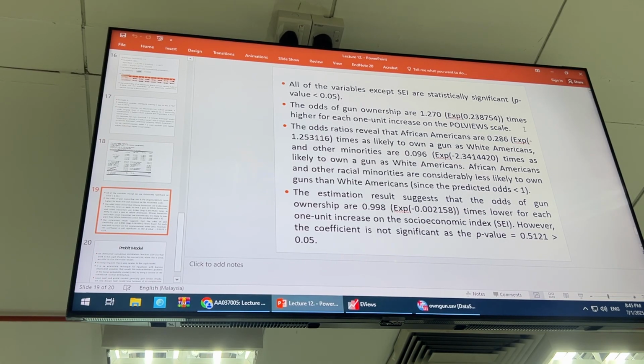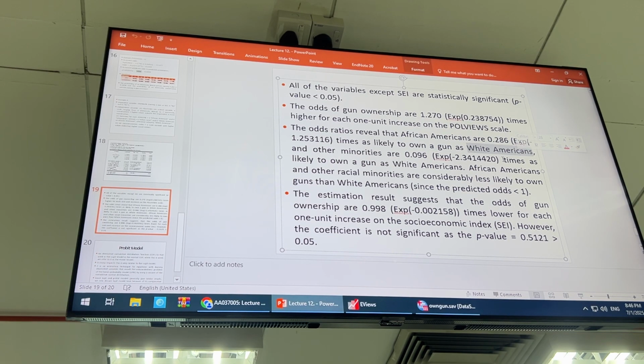The odds of gun ownership are now slightly different. We get 1.27 because it is the exponent of this. So we can say that gun ownership is 1.27 times higher for each one unit increase on the political views or pole view scale. The odds ratio reveals that African Americans are 0.286 times as likely to own a gun as white Americans. Why? Because white American is our reference category, so you compare to the reference category.